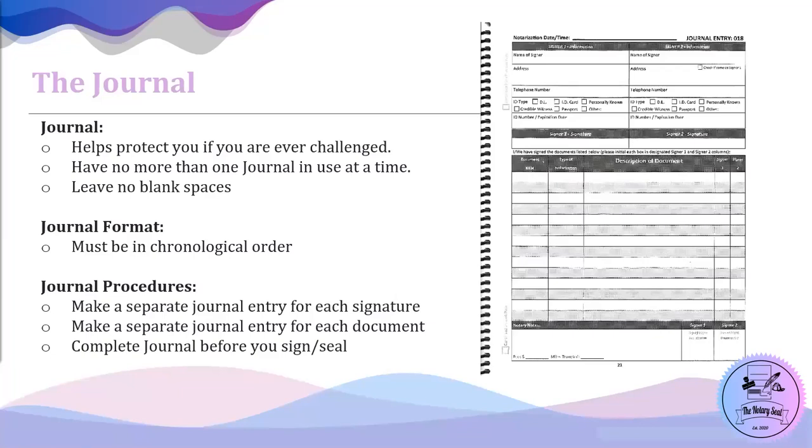And the one thing about a journal, you should not have more than one journal in use at a time. Okay, so that means you should have one completely done and completed in all pages, either voided or filled out, before you move on to another journal. And you really shouldn't leave any blank spaces on a journal. So if there's anything that's not completed, you should put one line through it. You can put NA across it. So you shouldn't have any blank pages or blank spaces on the journal. Okay, so if something's not applicable, you can put NA.